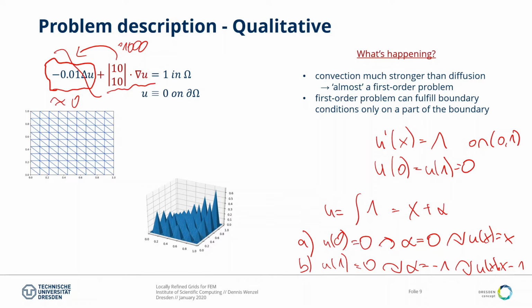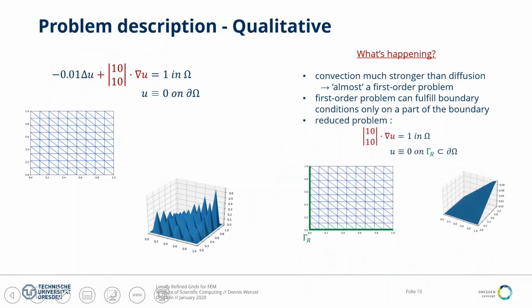But I cannot require both of them, right? You cannot have a function that has derivative 1, so a constant slope of 1, and also has a boundary condition on both sides. And that's exactly the same thing that's also happening in 2D. If you have this almost first order problem here, then you cannot require boundary conditions on the whole boundary. You can only require boundary conditions on part of it.